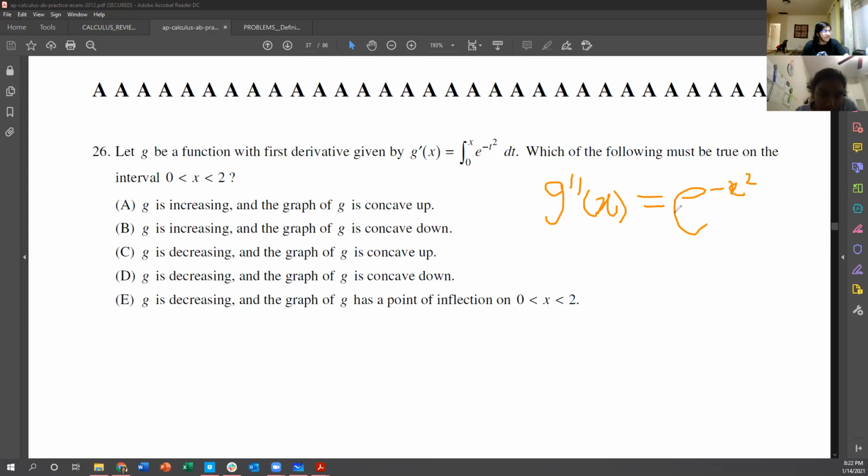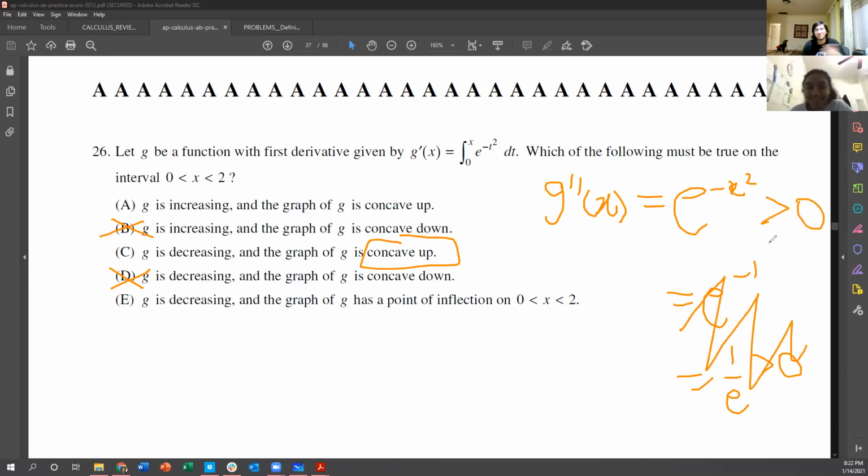So plug in 1 here. This is just going to be e to the negative 1, which is 1 over e, which is still greater than 0, right? So since g double prime of x is greater than 0, g is concave up on the interval. If it says concave down, I can immediately cross that off. And actually, e to any power is always positive, so you didn't even need to. Sometimes I do extra work because sometimes I don't think.